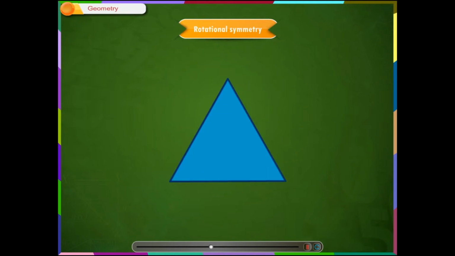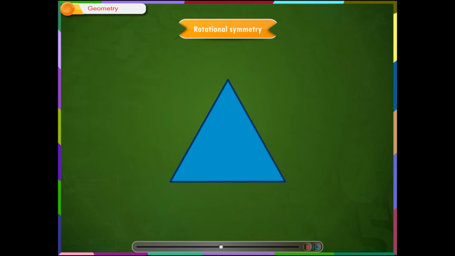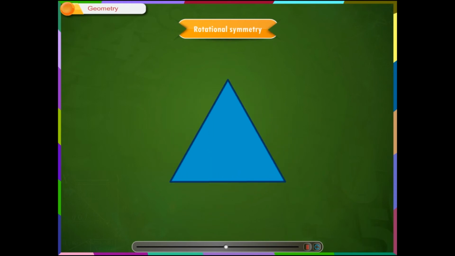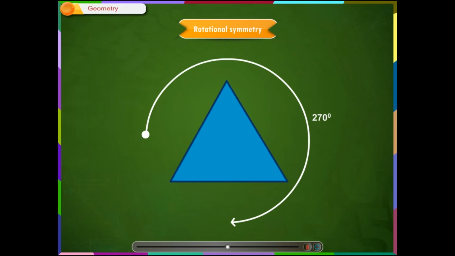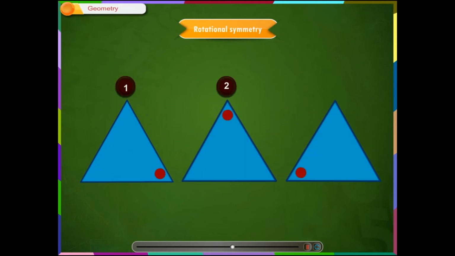This is a triangle. When we rotate a triangle in 90 degrees, we get the same shape. Similarly, when we rotate it twice and thrice, each time the shape of the triangle remains same. The triangle gets back to its original position in 3 rotations. When rotated 270 degrees, the triangle reaches its original position. Therefore, the order of symmetry of the triangle is 3.